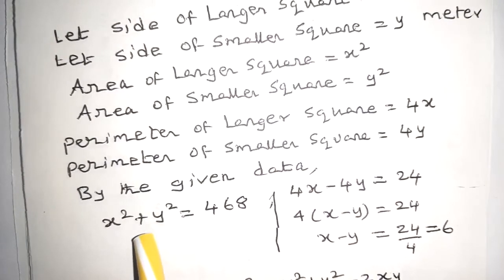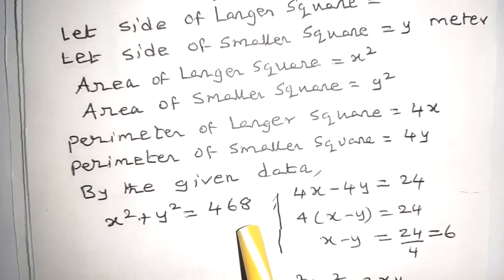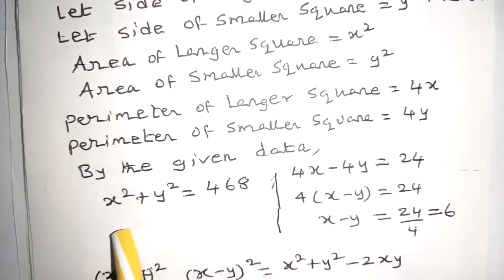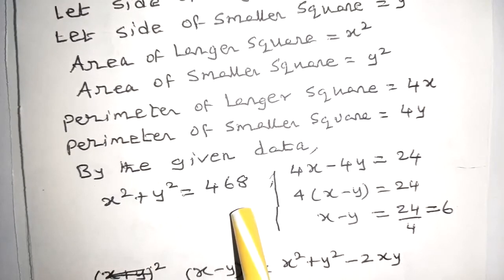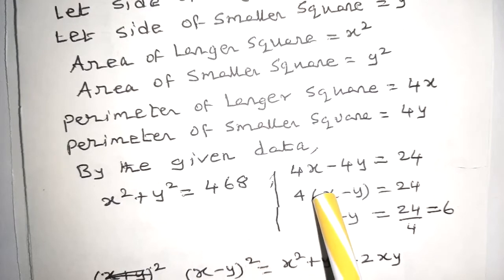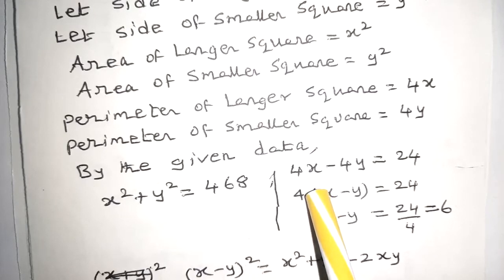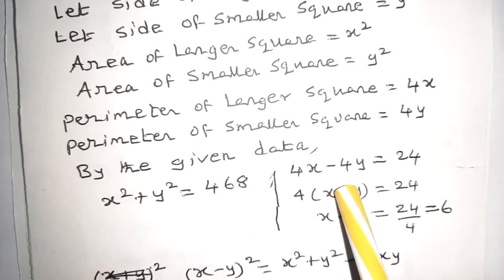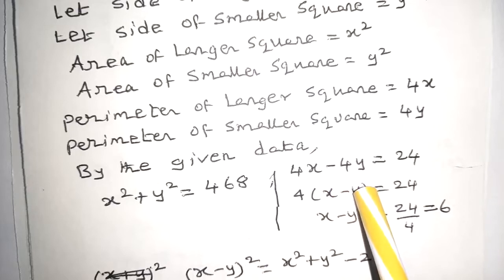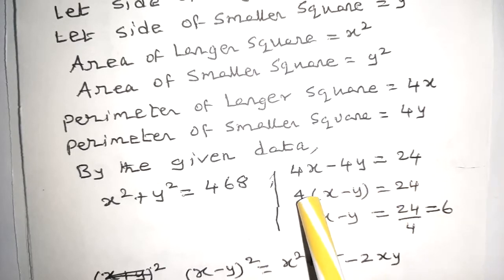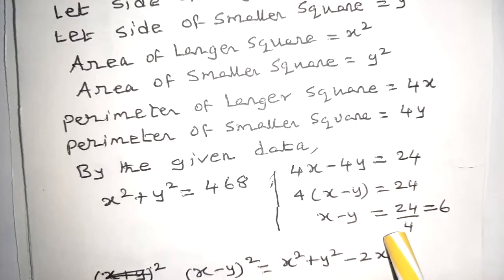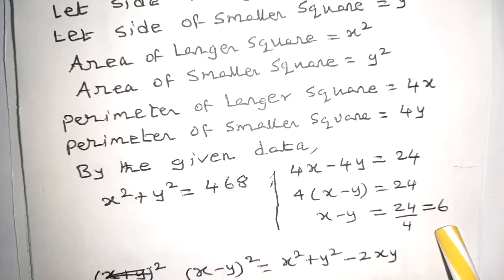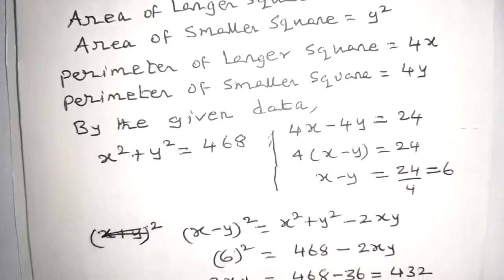x square plus y square equal to 468. That is area of larger square plus area of smaller square equal to 468. Perimeter of larger square minus perimeter of smaller square equal to 24. That is 4x minus 4y equal to 24. From this we get x minus y equal to 6. We know the formula.